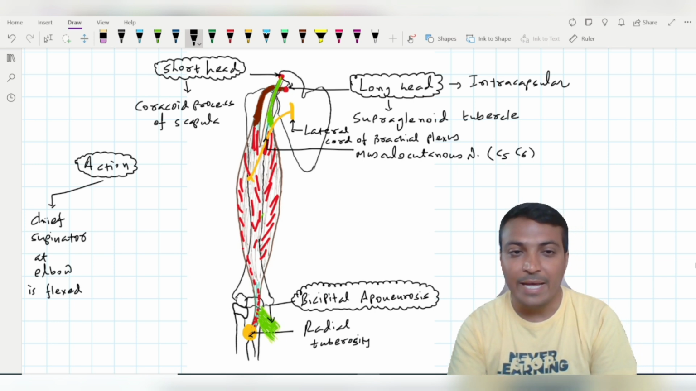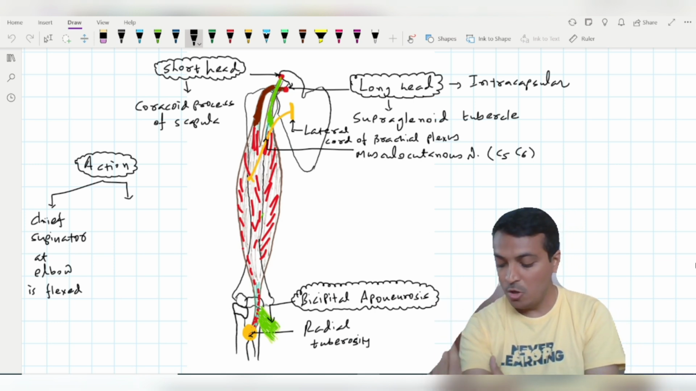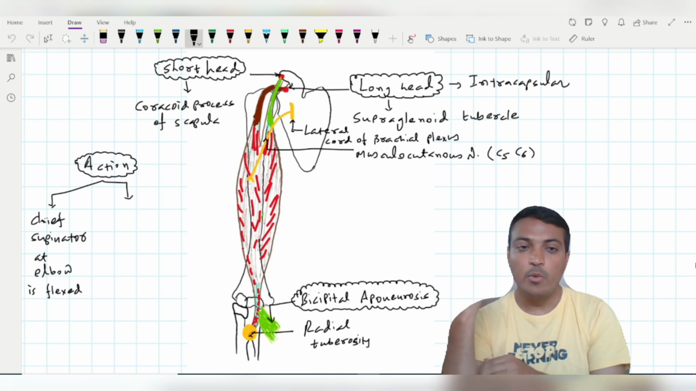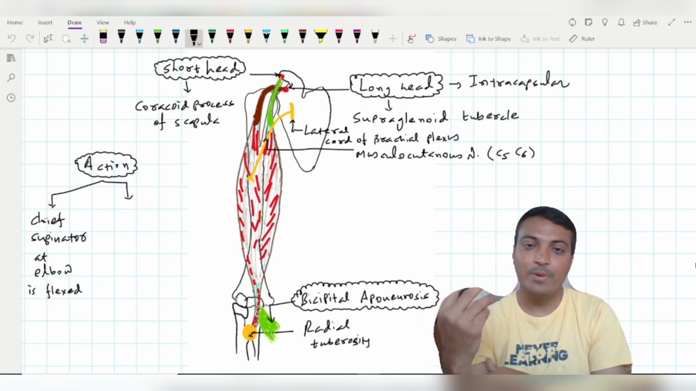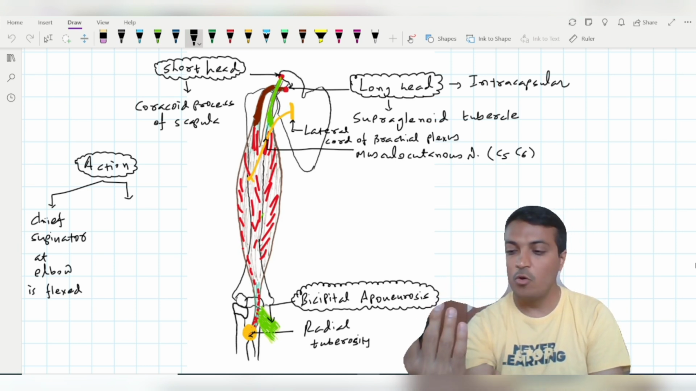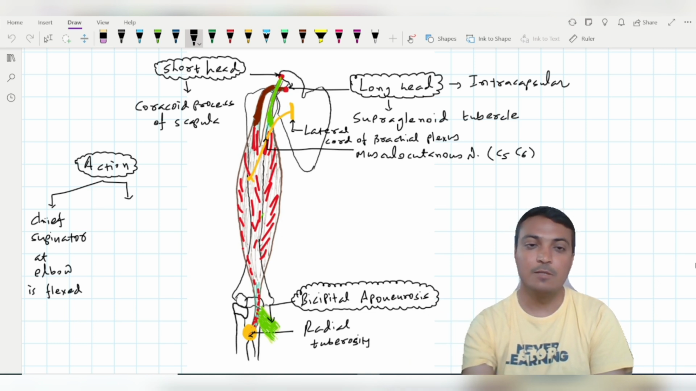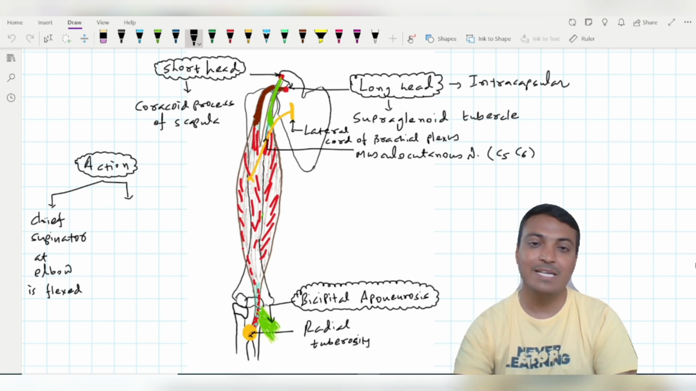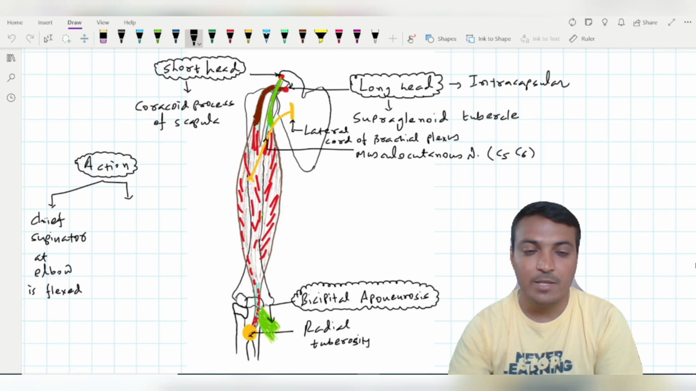The second important action is the flexion of the forearm. So the flexion of the forearm is also one of the important actions of the biceps brachii. But the chief flexor of the forearm is the brachialis muscle, which lies just under the biceps brachii muscle. So another action of this biceps brachii is the flexion of the forearm.